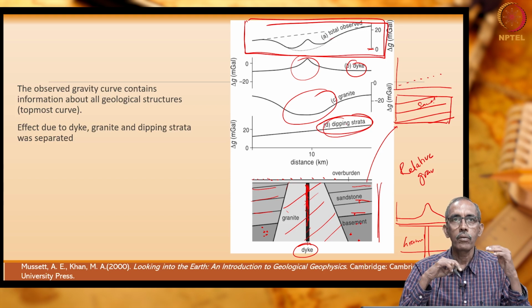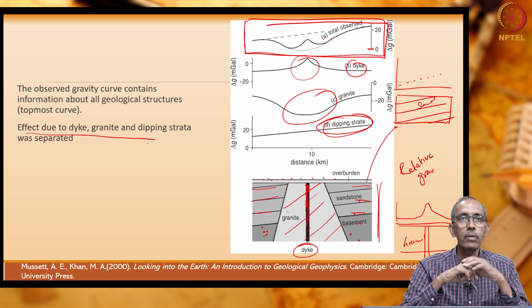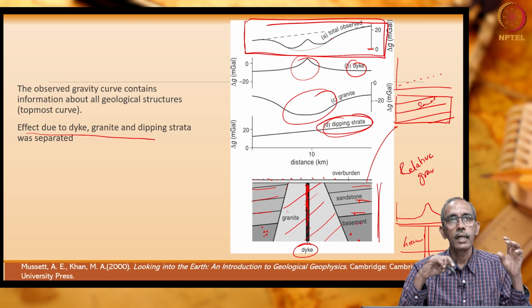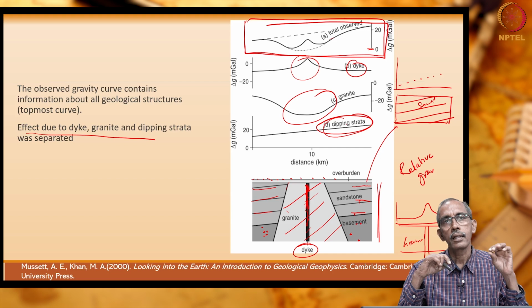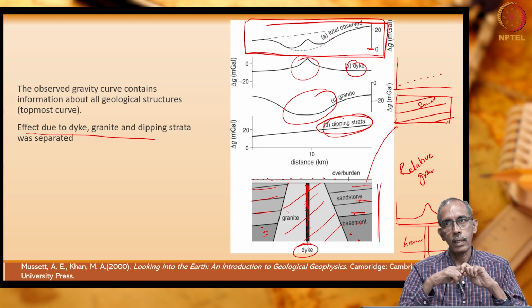So, this is how we can segregate the effect of different formations as well as structures on the gravity value which we measure at the surface of the earth. There are tools available to segregate the effects of the dike, granite formation and the dipping formation on the acceleration due to gravity, which we will measure at the surface of the earth.